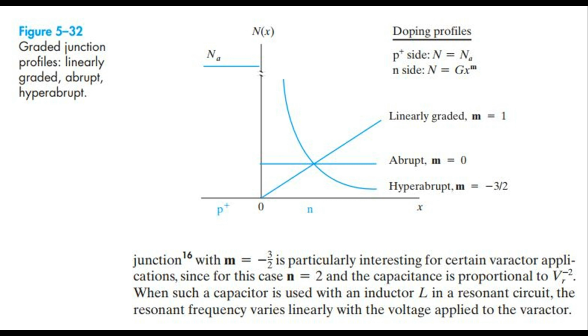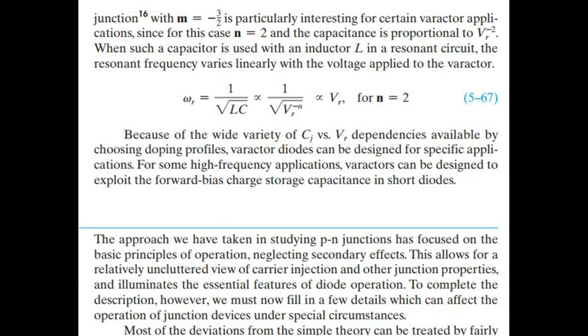When such a capacitor is used with an inductor L in a resonant circuit, the resonant frequency varies linearly with the voltage applied to the varactor. Figure 5.32: graded junction profiles, linearly graded, abrupt, hyperabrupt. Because of the wide variety of Cj versus Vr dependencies available by choosing doping profiles, varactor diodes can be designed for specific applications. For some high-frequency applications, varactors can be designed to exploit the forward bias charge storage capacitance in short diodes.